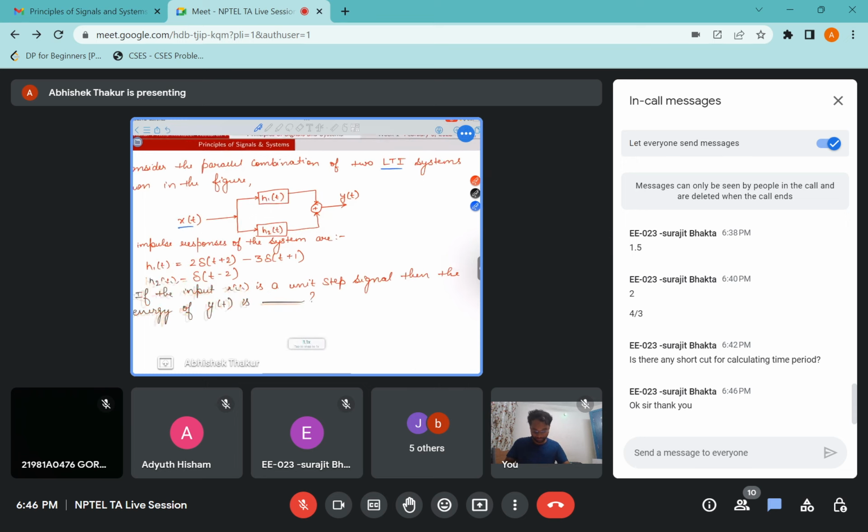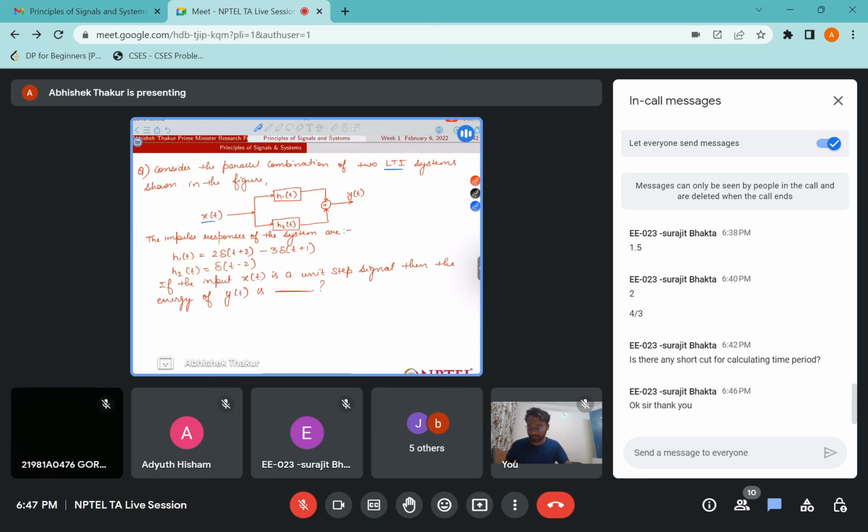You should first know the convolution properties of delta(t) and all. I think this question we can discuss next week because it requires the convolution properties also. And you have not studied convolution till now. So even if I teach now, you will not understand.